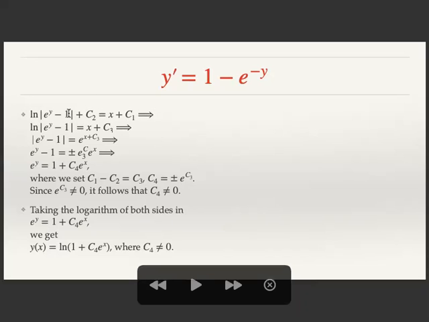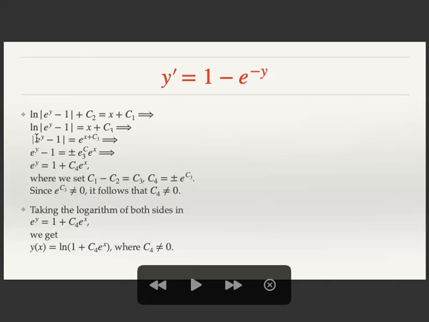Then, again, we have too many constants. We can subtract one from the other, and we get that natural log of absolute value of e to the y minus 1 is equal to x plus c3, which is the difference c1 minus c2. So now I take the exponential of both sides. So absolute value of e to the y minus 1 is equal to e to the x plus c3. So taking the exponential of the natural logarithm gets rid of the natural logarithm.